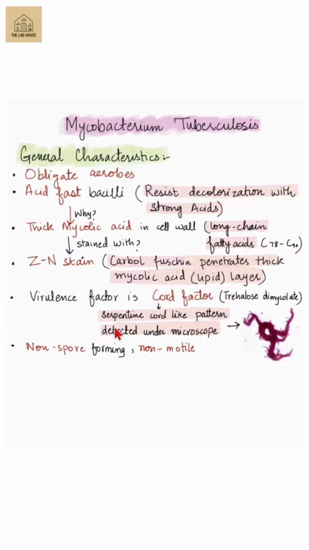Serpentine cord-like pattern is the snake-like pattern. As you can see, it is twisted and winded like a snake is twisted and winded. This is known as the serpentine cord-like pattern. You can detect it in the virulent strains of the mycobacteria. Also, Mycobacterium tuberculosis is non-spore forming and non-motile.